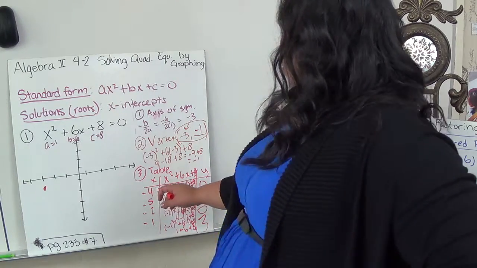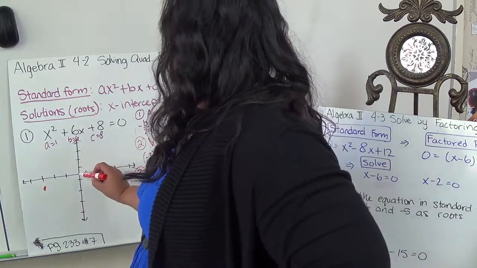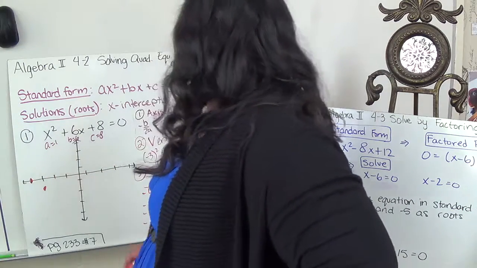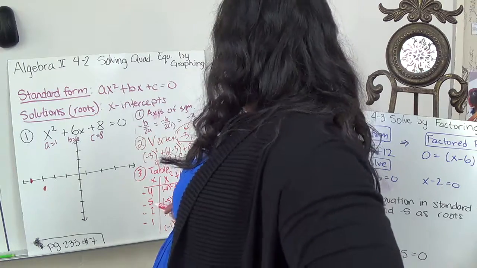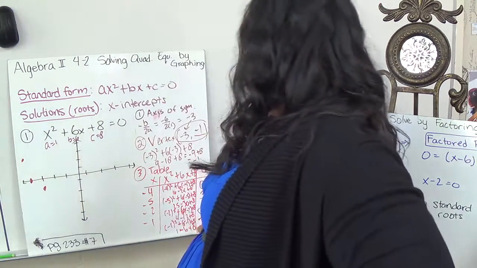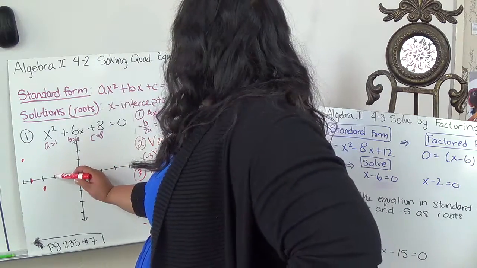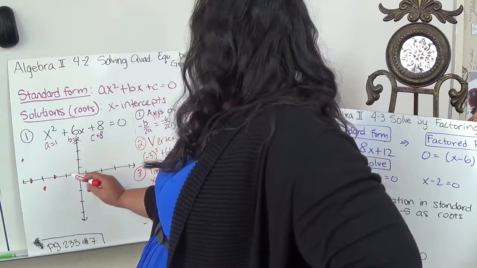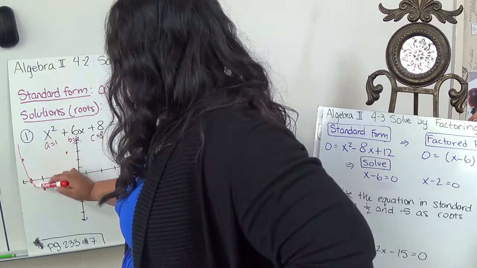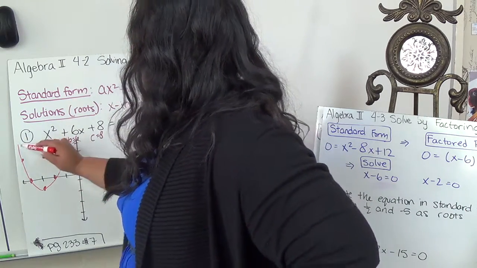So then we have negative 4 and 0. Negative 5 and 3, negative 2, 0, negative 1, 3.